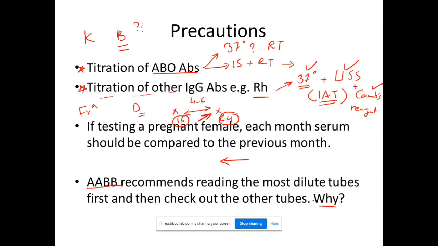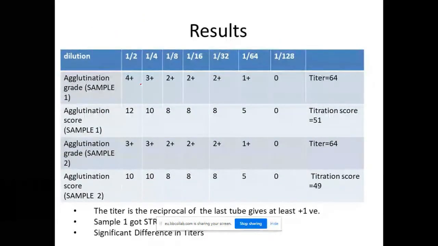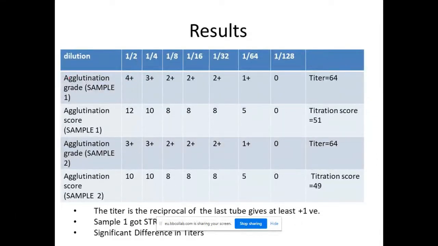So let's see. If we do a dilution, we have, for example, here 2 patients. This is sample 1, and this is sample 2. When we do a titration, we will discuss the methods together, inshallah, and we will see that each time we will reduce the concentration.